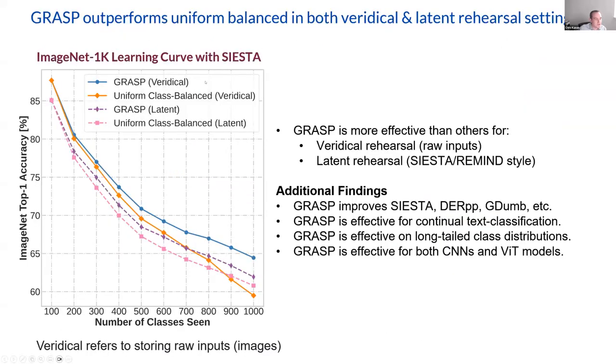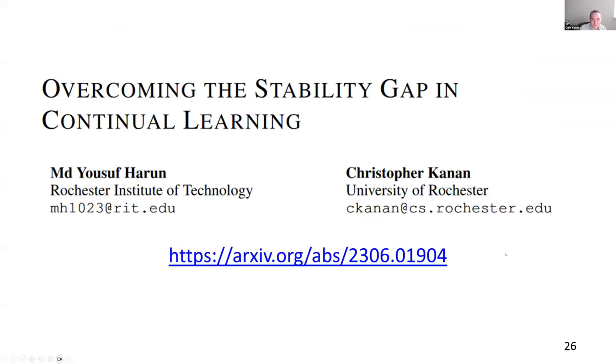And it works both with this veridical and latent. So we tried it out with Siesta, and it still works well, a little bit worse than using veridical rehearsal. We also showed it works with DERP and GDOM, works for continual text classification, works on long-tail data sets, and works on vision transformers. It's hard to publish a paper if you don't use a vision transformer nowadays. You get reviewers saying, use a vision transformer.